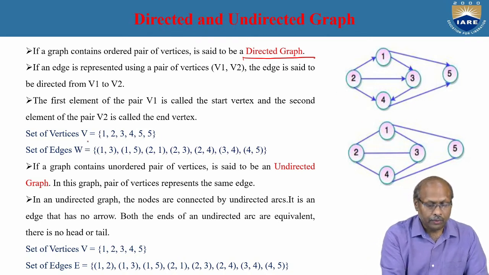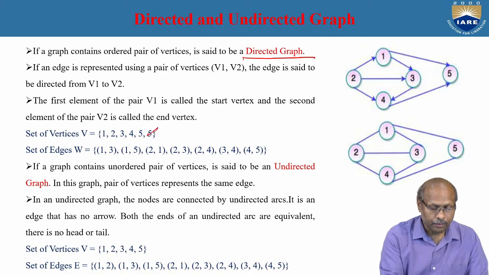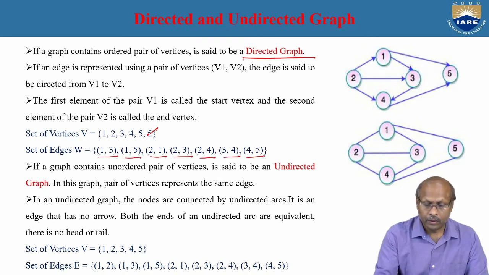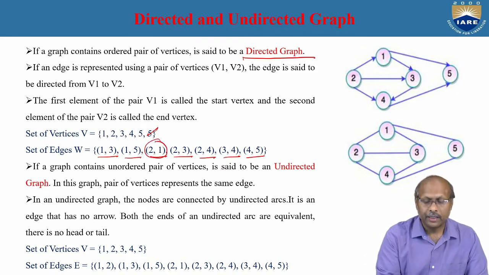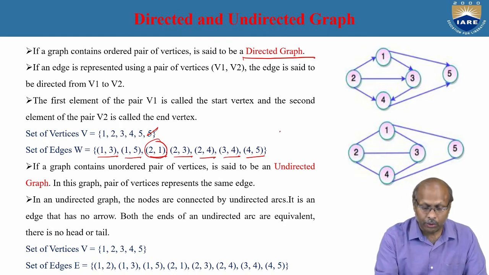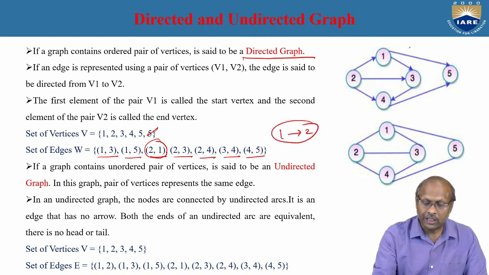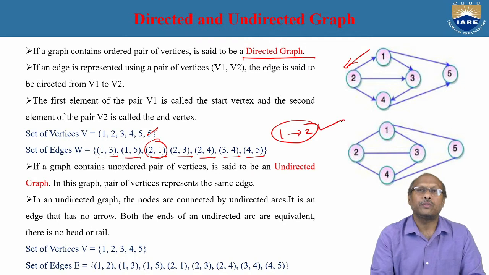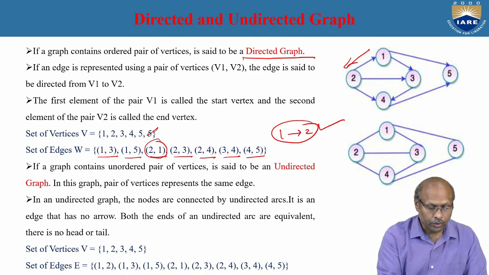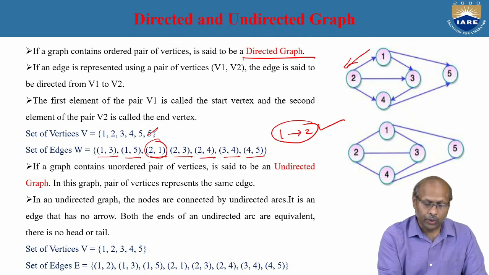If you observe here, the vertices are 1, 2, 3, 4, 5. And the edges are 1 to 3, 1 to 5, 2 to 1, 2 to 3, 2 to 4, 3 to 4, and 5. You can see 2 to 1 is there. This is one edge because the direction is specified like this, 2 to 1. But you cannot write 1 to 2, as 1 to 2 is not mentioned here. If bidirection is given, in that case you can write 1 arrow 2. So depending upon the direction, you have to write that pair.